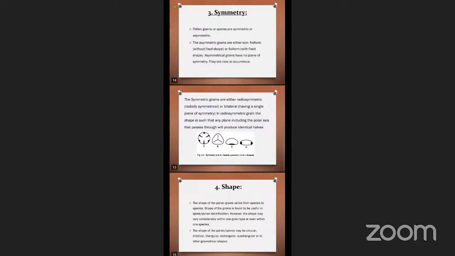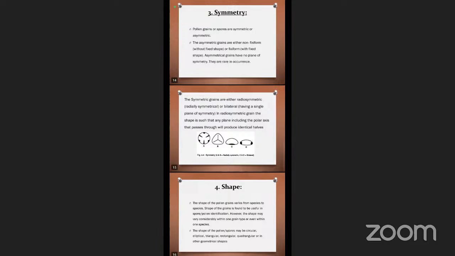Asymmetric means there is no proper shape. If there is no proper shape to any pollen grain or spore, that is considered asymmetric. In asymmetrical grains, there is no plane of symmetry. They are rare in grains. In symmetric cases, we can most probably identify most of the plant taxa.